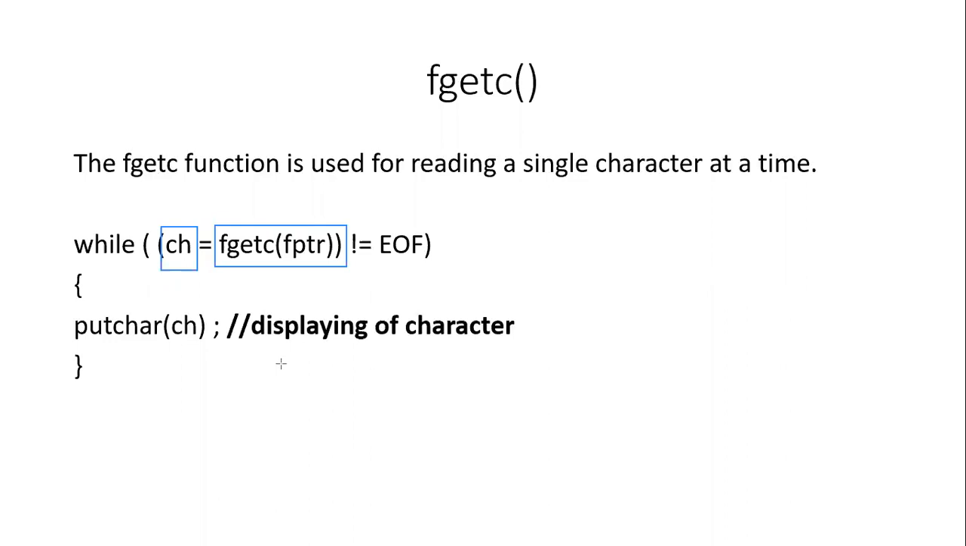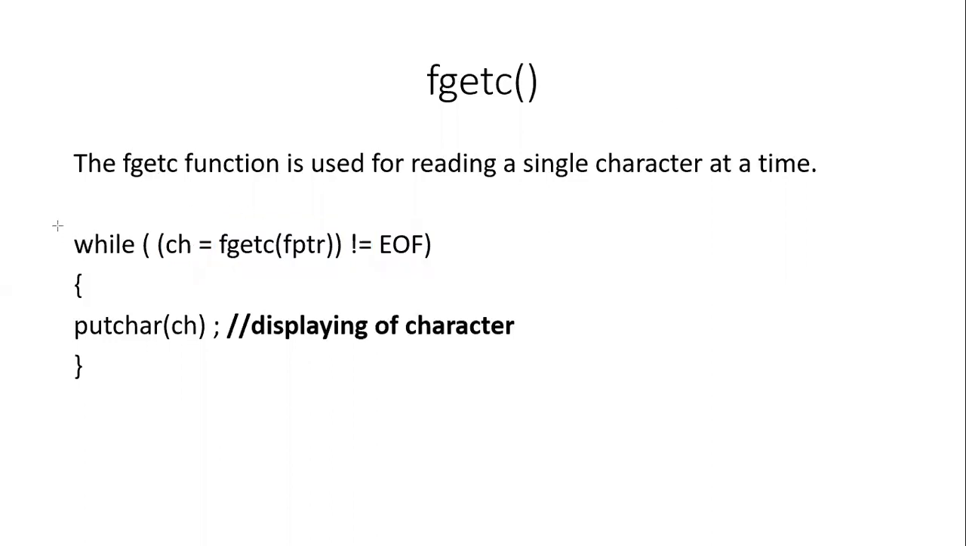So how many characters can we read, or how do we know that we have read all the characters? That is indicated by EOF. Within a file, there is a special marker that is known as EOF, that is end of file. If the value returned equals EOF, that means you have reached the end of file. So you are going to read one character at a time till you reach the end of file.